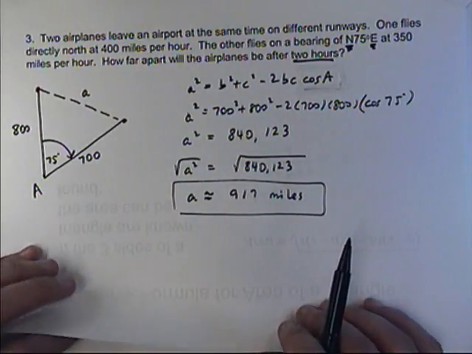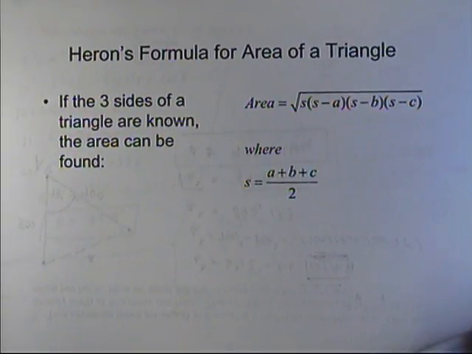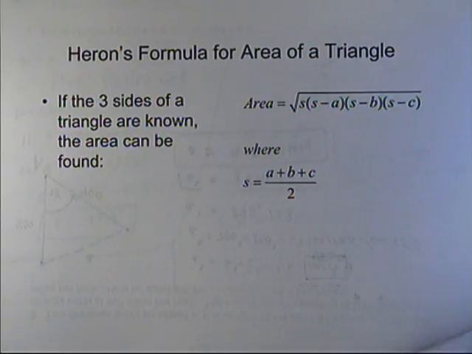And then the last question has to do with a different formula altogether. So here's a new idea. It's called Heron's formula to find the area of a triangle. It's really quite a clever little formula. The only weird thing about this formula is it's got 2 steps to it.